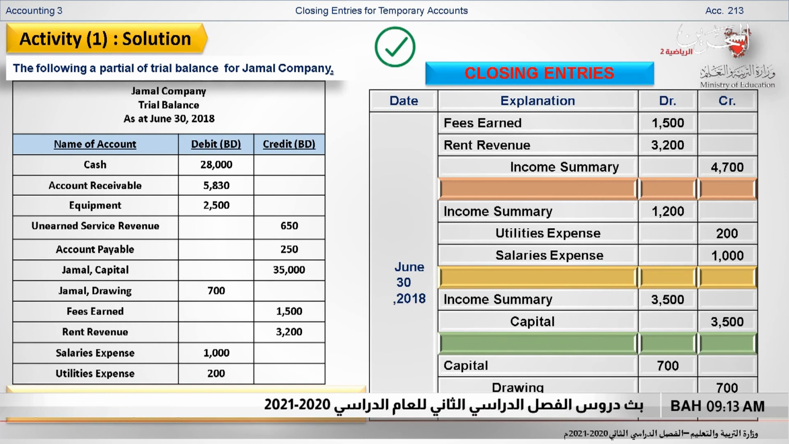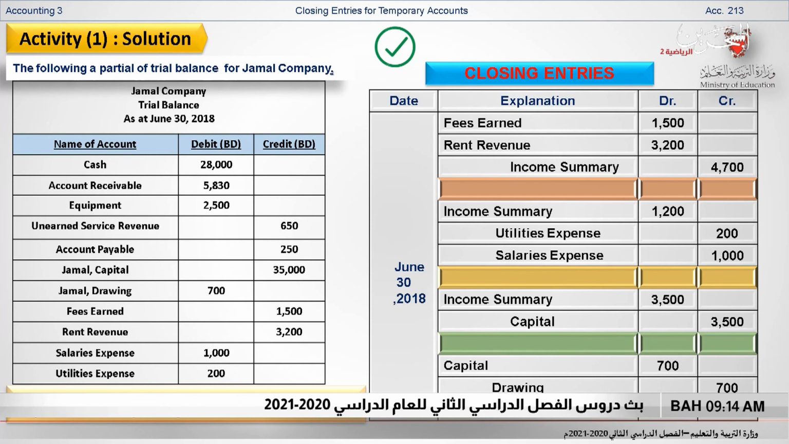The third step is to transfer the income summary balance to the capital account. Prepare a journal entry that clears out the income summary account. This entry transfers the net income of the business to the owner's capital account for 3,500 BD by deducting 4,700 BD minus 1,200 BD and debit income summary by 3,500 BD and credit capital account for 3,500 BD.